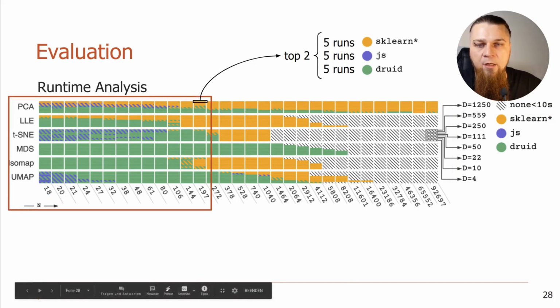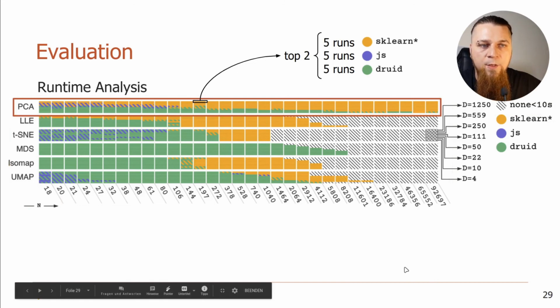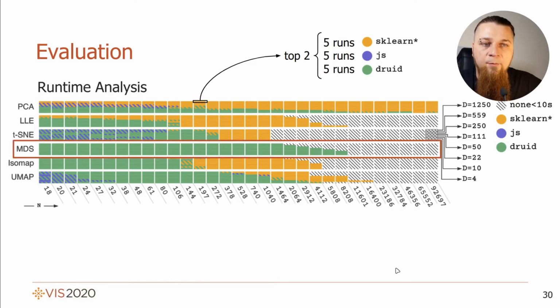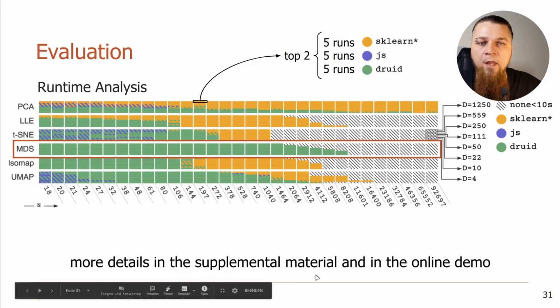DruidJS comes out on top for smaller dataset sizes, except for PCA, which is not that affected by high dataset sizes, but much more by high dimensionality. And for MDS, DruidJS performed better than the scikit-learn implementation. More detailed figures can be found in the supplemental material as well as in the online demo.